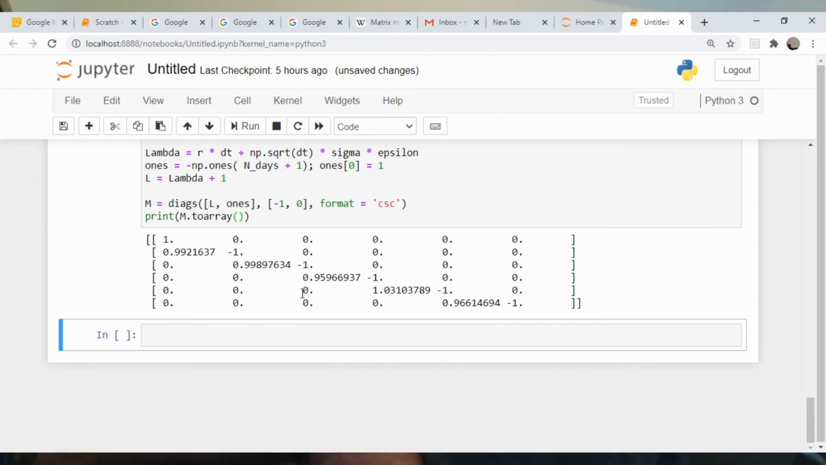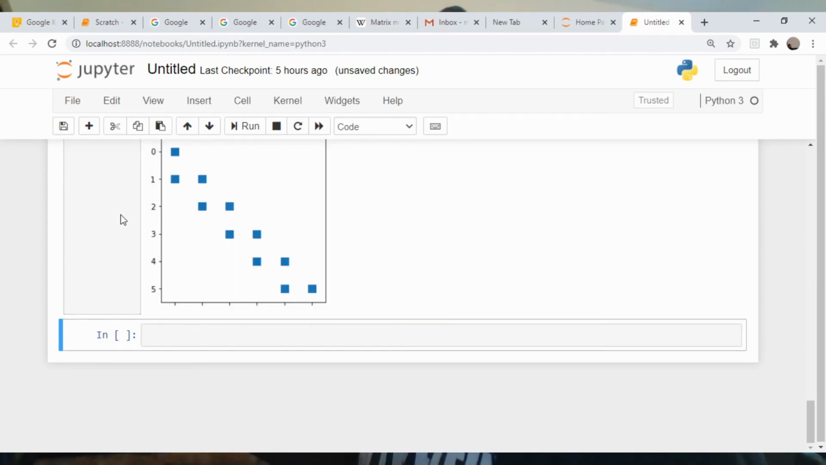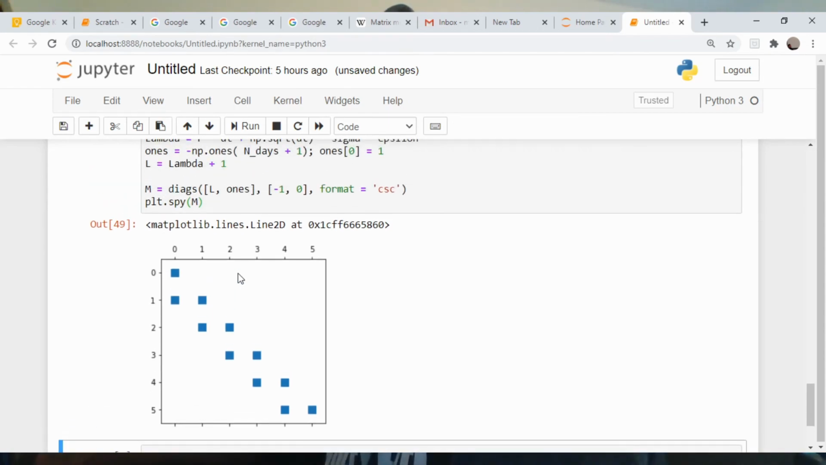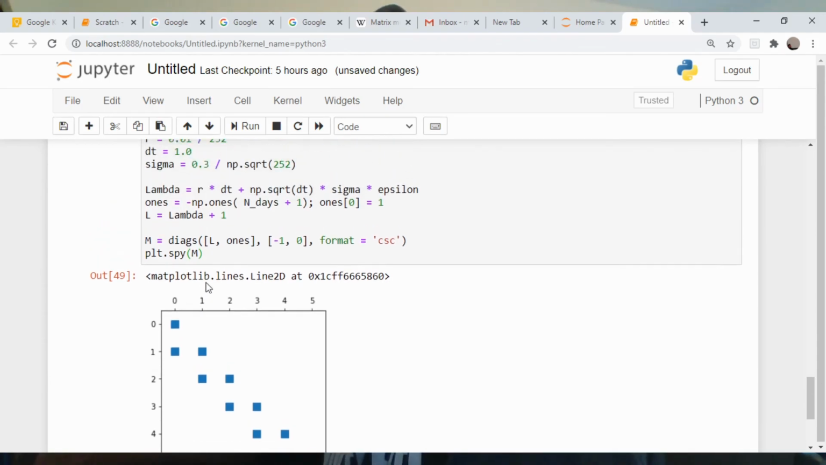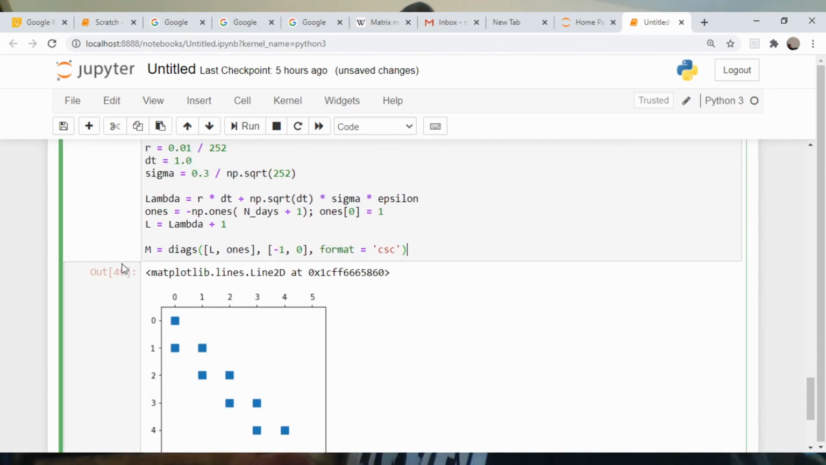Another command that's useful for these types of things is the spy command. So plt.spy lets you see a schematic of what the matrix looks like. So we can get a visual representation, because obviously for this 6 by 6 matrix it's not an issue, but if you had 1,000,000 by 1,000,000 you just couldn't print it out, and this would give you a nice picture. Useful in debugging. So let's get rid of it because we don't need it.